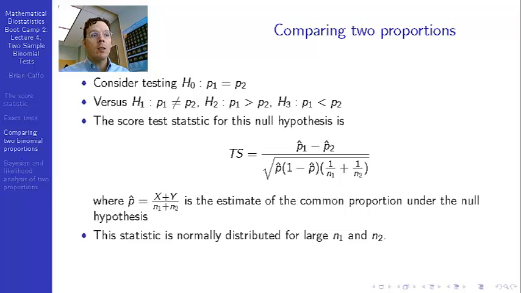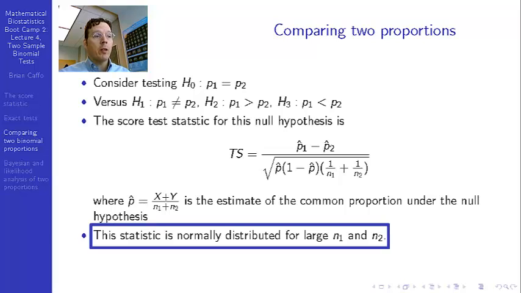So we plug that into the denominator, P hat times 1 minus P hat, and then we get our test statistic, which is again just estimate minus hypothesized value divided by the standard error. And then this statistic is standard normally distributed under the null hypothesis for large N1 and N2.